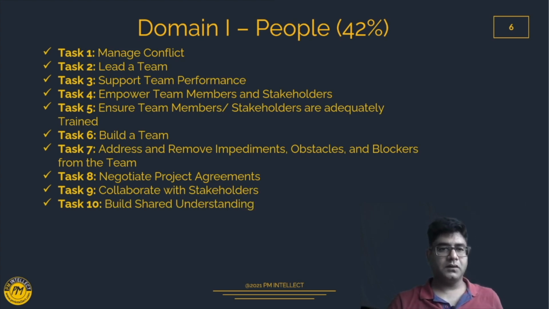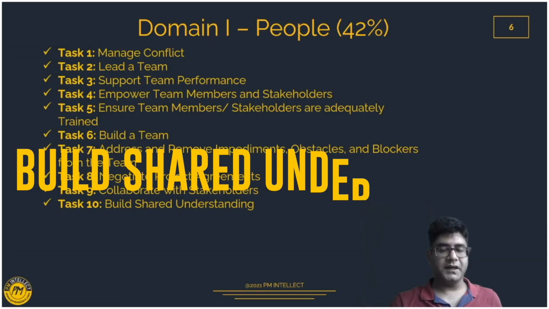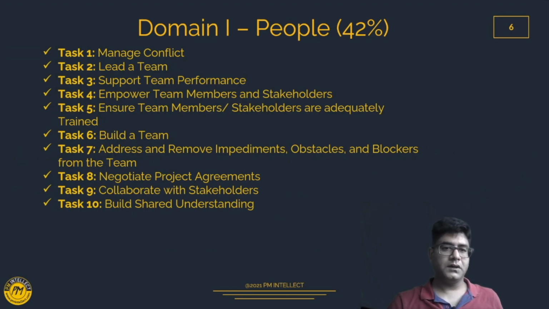The next task, task number 10, is build shared understanding. This is very important in order to have a cohesive working environment. The activities included in this are to identify if there is any misunderstanding, find the RCA, or root cause analysis, of those misunderstandings, work with the multiple teams engaged there to find a common solution, implement that solution, and ensure that the solution is agreeable for all to have a win-win situation.